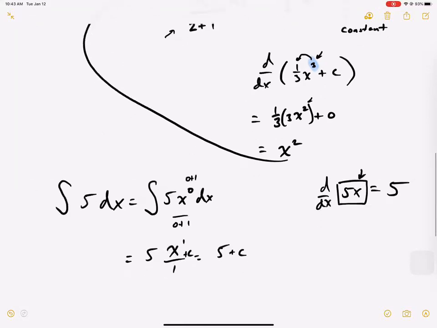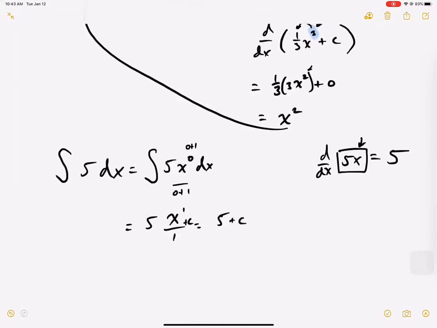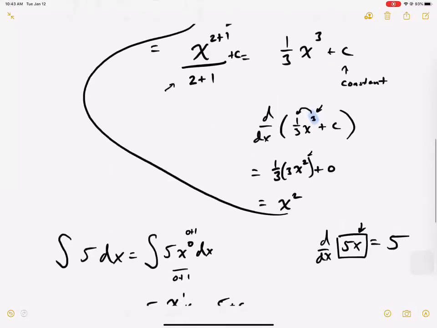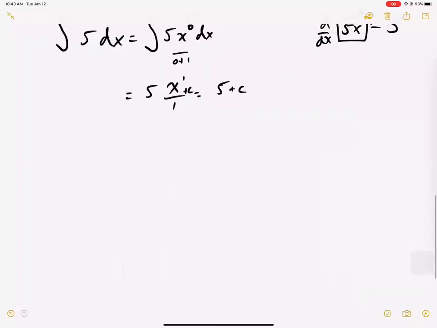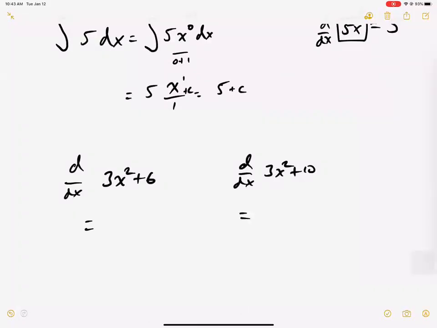Okay. We're going to talk about why we write a plus c. Let me give you this example here. If I say take the derivative of 3x squared plus 6 and take the derivative of 3x squared plus 10, would there be any difference in the answer? I'm getting 6x on one side and 6x on the other.